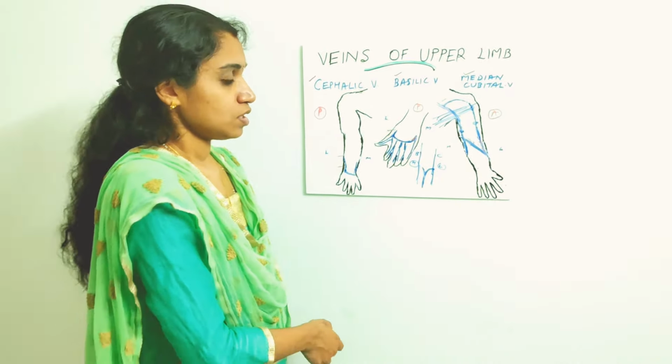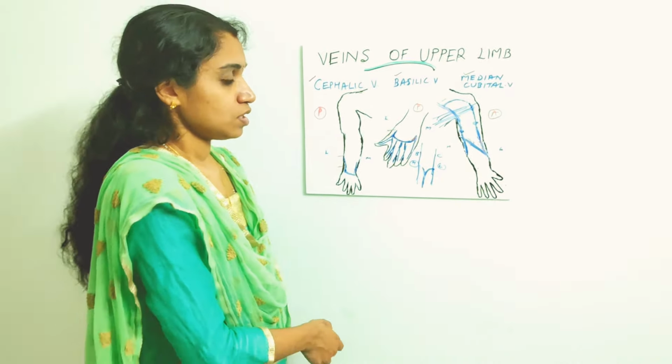Okay. Then accompanying the basilic vein, the nerves are, as I discussed, one is the posterior branch of medial cutaneous nerve of forearm. That will be usually seen in the cubital fossa. Another nerve is the terminal part of dorsal branch of ulnar nerve. So these are the nerves accompanying the basilic vein.